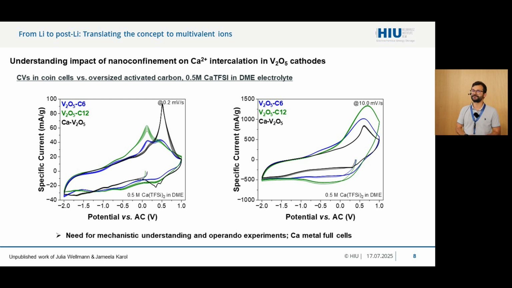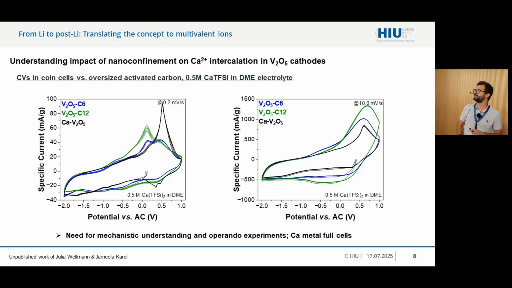And since the start of the year, this is what we have been working on. We started with an investigation versus activated carbon, oversized activated carbon electrodes. And we see here in blue and green, again, the materials with medium and large d-spacing expansion versus a reference material of calcium vanadium pentoxide. And at low rates, we already see differences here in the peak positions and the general shape of the CVs.